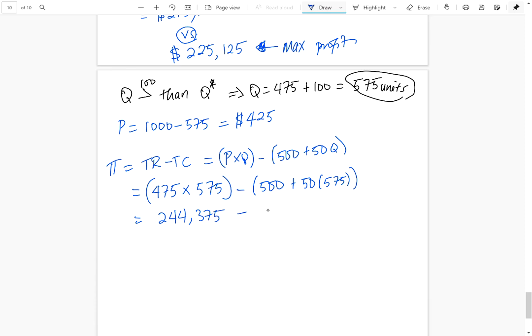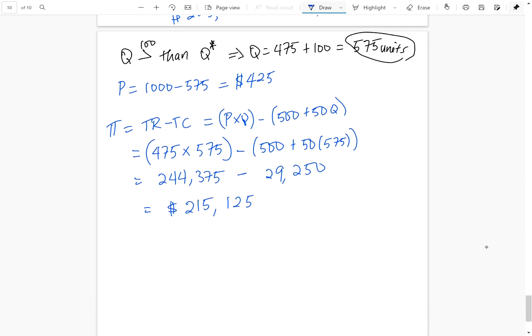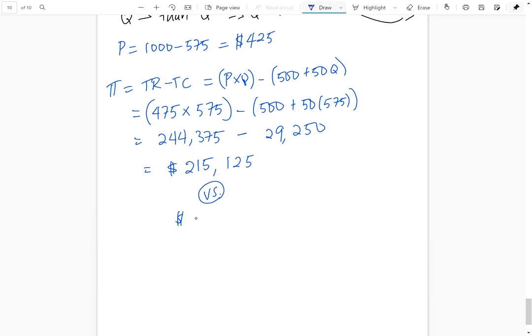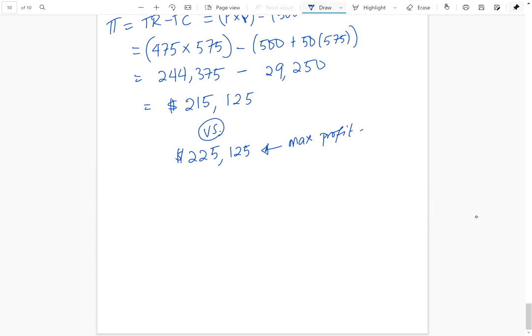Wonderful. So we have that this is 244,375 minus 29,250, which gives us 215,125. Again, if we compare this to the original profit with that profit maximizing quantity of 475, we see that this is still max. So if we go either way, higher or lower in terms of quantity, we are still maximizing profit at that quantity of 475.